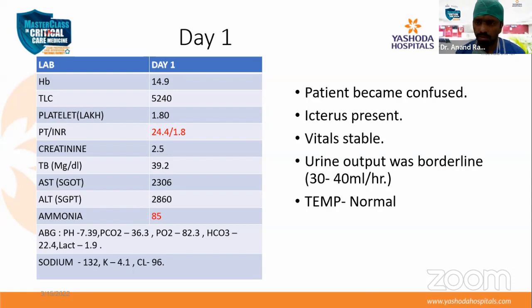And any further deterioration of urine output, already it is borderline. Any further, what will be your instructions on the sheet? Let me put it this way. What is your plan?